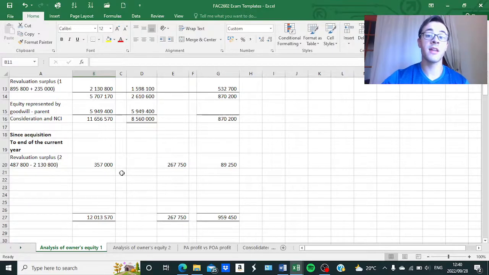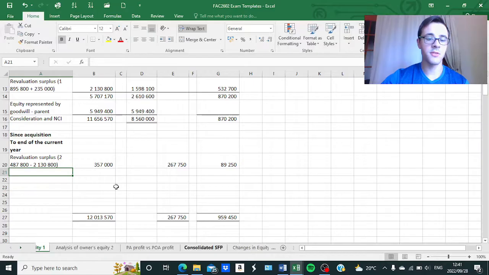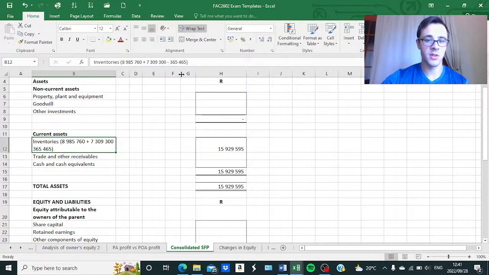Remember, the profit was made by the parent, not the subsidiary. If the subsidiary made the profit, then you would show the adjustment in your analysis of owner's equity. But because in terms of the inventory, the parent made the profit on the intergroup sales of inventory, there is no adjustment in the analysis of owner's equity. Only in your consolidated statement of profit or loss and other comprehensive income, as well as your consolidated statement of financial position, because we have eliminated the unrealized profit from inventory as we have shown here. Okay, so please take note of that.